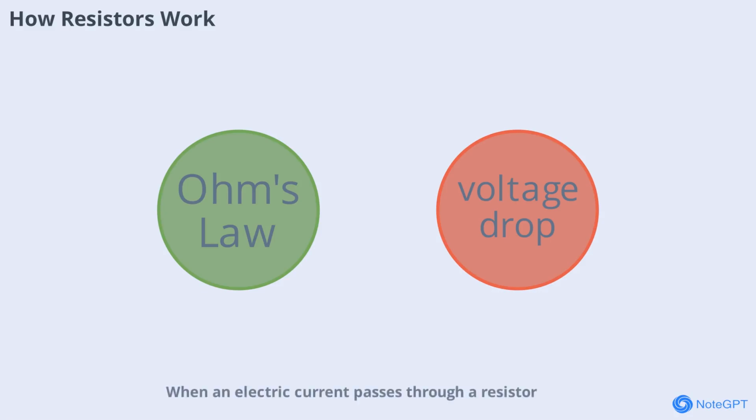When an electric current passes through a resistor, the resistor opposes the flow, causing a voltage drop across its terminals. This process converts some electrical energy into heat. The amount of resistance determines how much current can flow for a given voltage, following Ohm's law. This simple yet powerful principle is the foundation of countless electronic devices and systems.